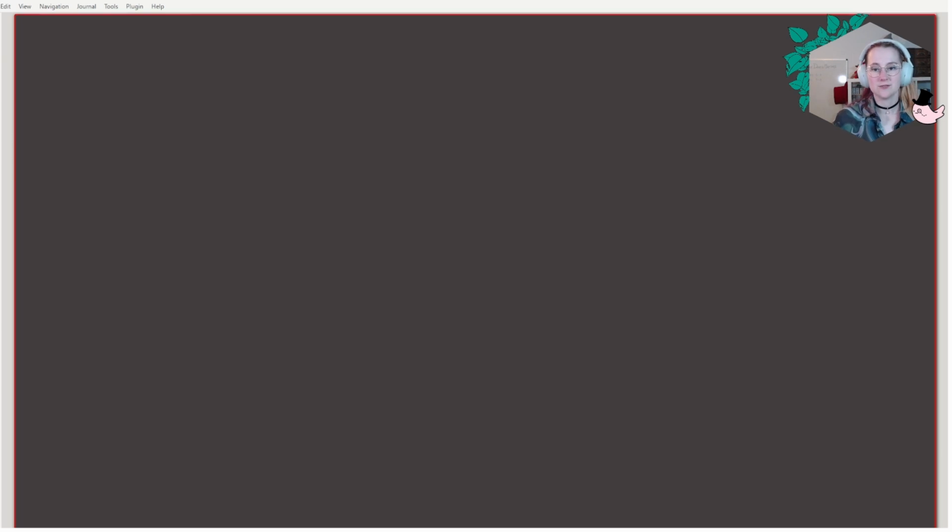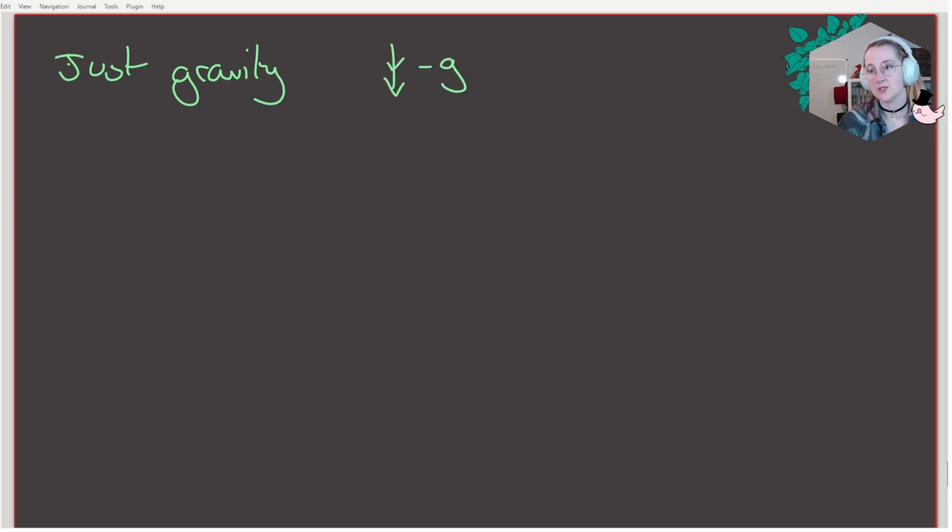But if you do have just gravity, then you always have some sort of minus g acting downwards, and then you always have 0 horizontally. So there's no forces that pull a projectile in a horizontal motion, which is why getting rid of air resistance is so useful, because otherwise you have it slowing it down.